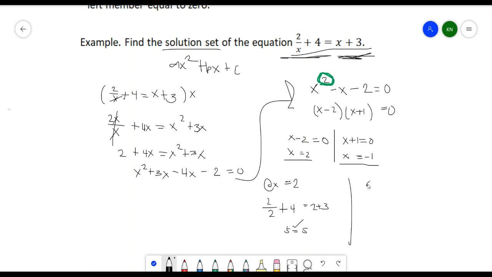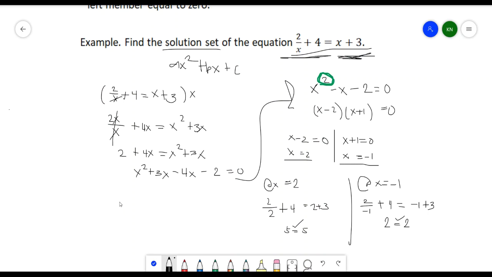Now at x is equal to negative 1, let's see if it is still a solution set. So we have 2 all over negative 1 plus 4 is equivalent to negative 1 plus 3. So 2 divided by negative 1, that is negative 2, plus 4, that is positive 2, and negative 1 plus 3, that is positive 2. So meaning to say, 2 and negative 1 is our solution set.